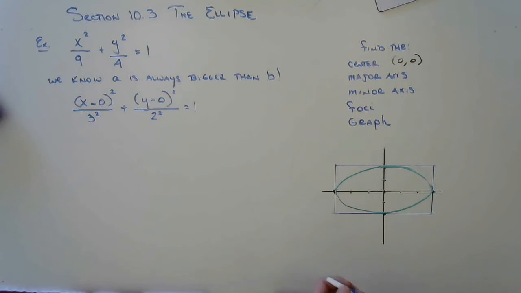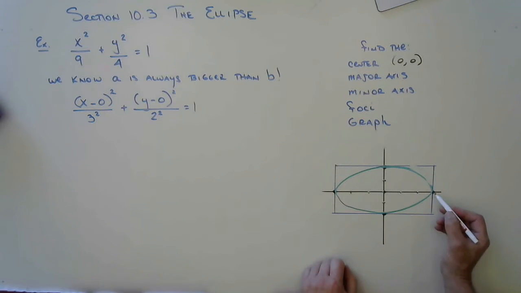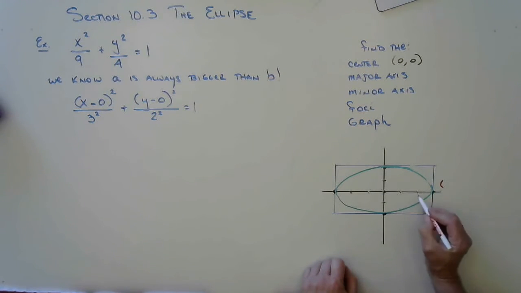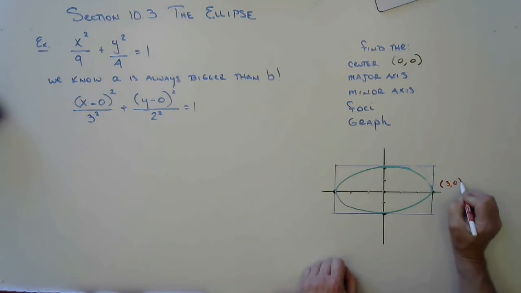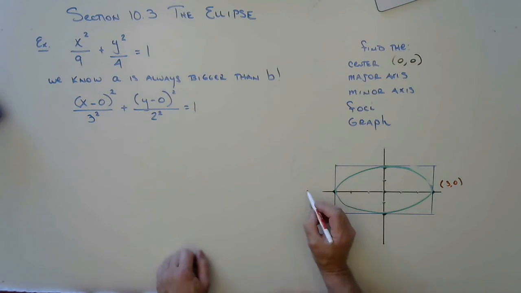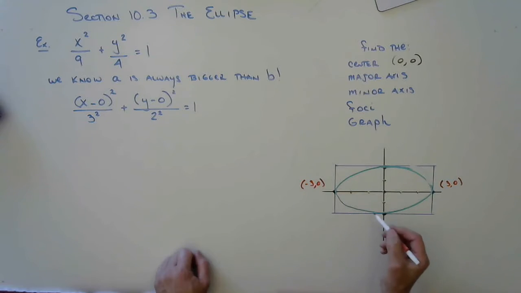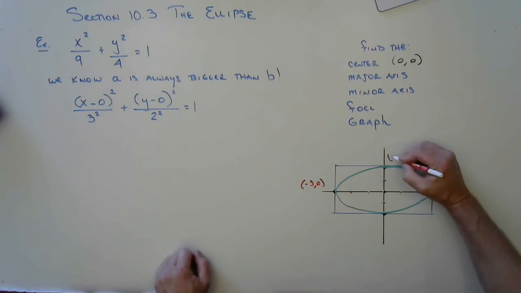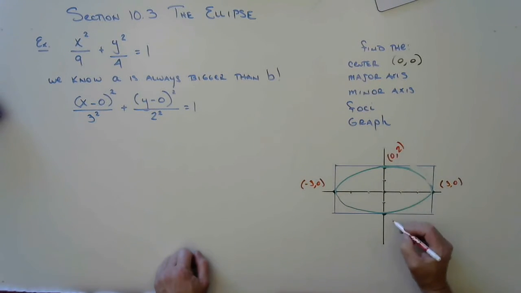All right, so in terms of the graph, we have to label some points, but we know points on this graph. We know the center is 0, 0. We know this point right here is 3, 0. This point over here then is -3, 0, isn't it? This is 0, 2 right here, and this is 0, negative 2 right there.